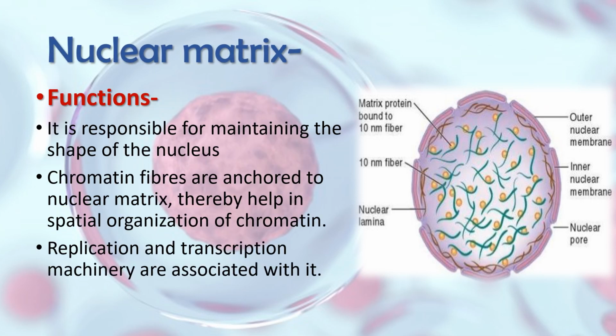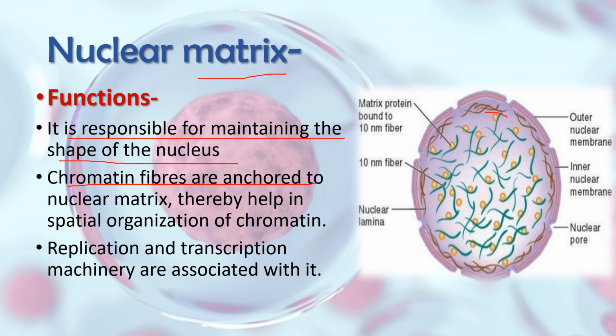Now the next is the functions of the nuclear matrix. So what are the functions of the nuclear matrix? Basically, it is responsible for maintaining the shape of the nucleus. It acts like a skeleton of our body, or we can say it acts like a skeleton of the nucleus which maintains the shape of the nucleus or provides structural integrity to the nucleus.